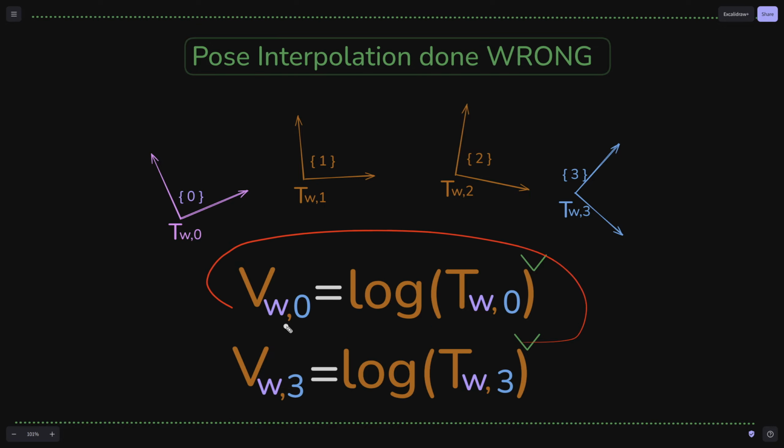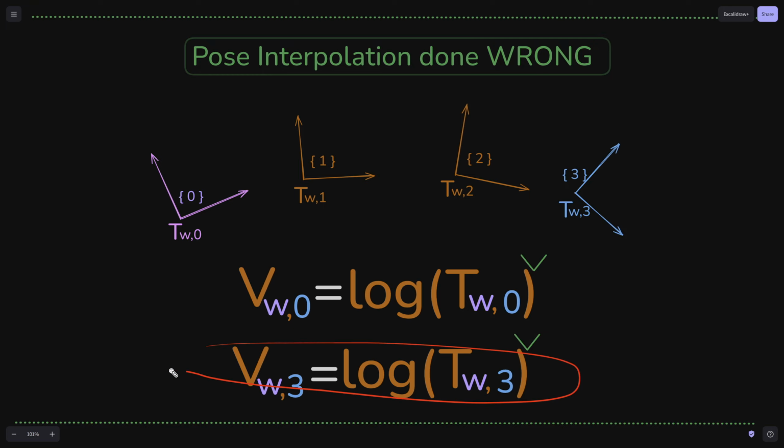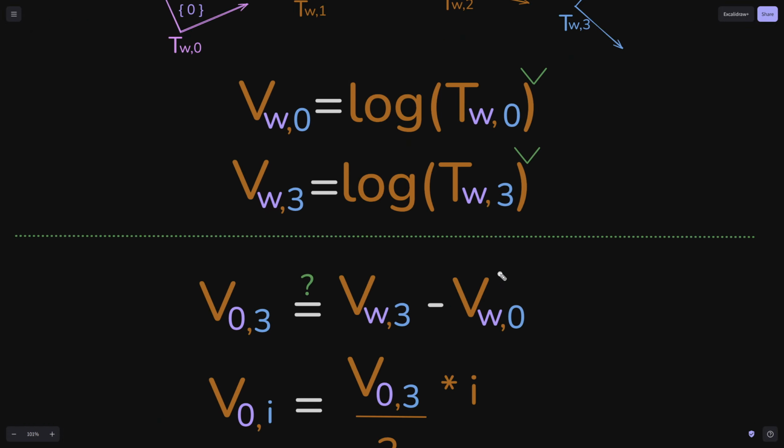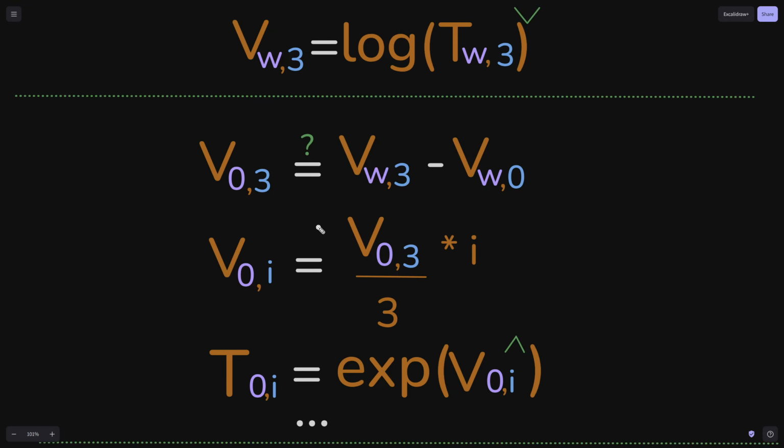So first we do this. We transform everything into Lie algebras, okay? So in this case, what we want to do is transform into easy maths, and then we will work with those Lie algebras, okay? So VW0 and VW3 from TW0 and TW3, okay? So we don't remove the world frame, we keep it. Okay, so then what do we do? Well, we want the V03 because we need to do chunks, right? But it's easy because basically the V03 is just the subtraction of those, okay?